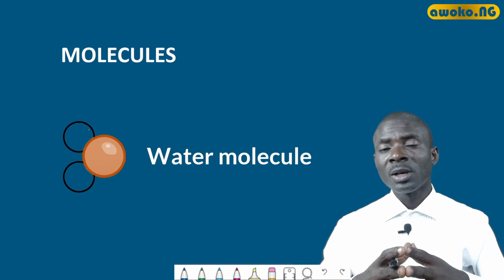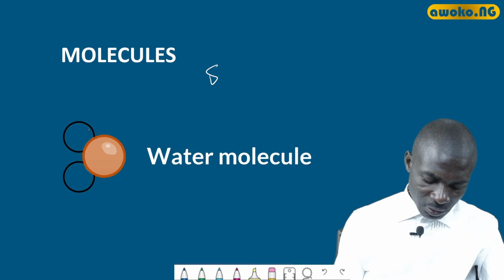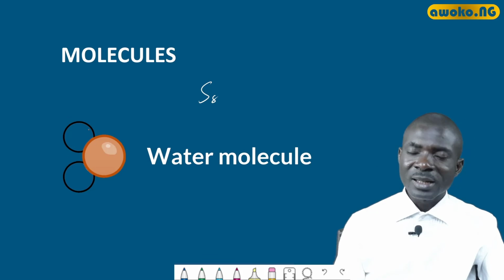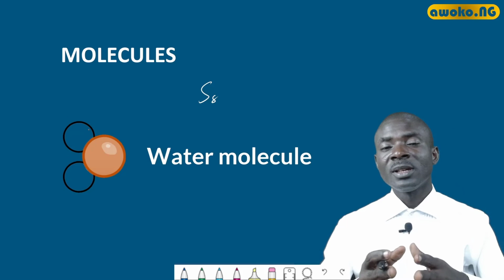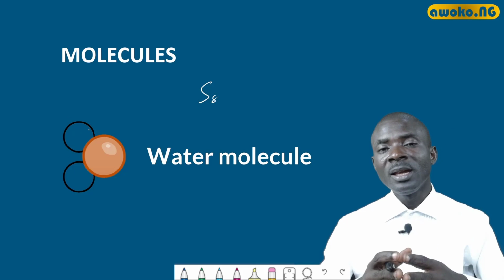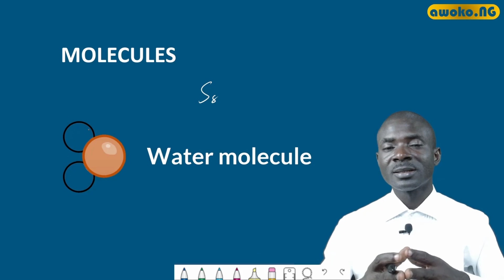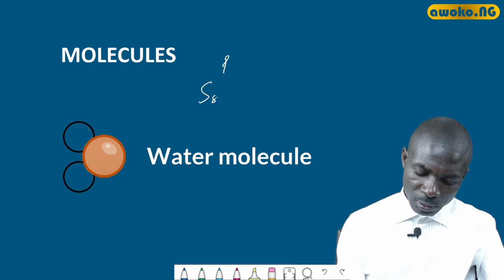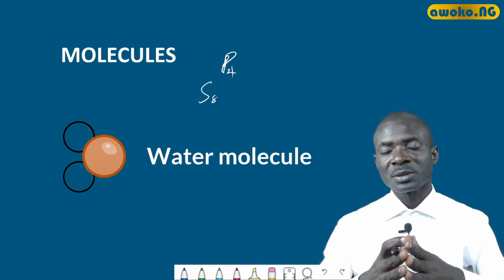We also have other bigger molecules like molecules of sulfur, with sulfur existing as S8, the molecule having 8 atoms. So in this case, we call it a polyatomic molecule. So an example of a polyatomic molecule is sulfur. We also have a polyatomic molecule like phosphorus, having 4 atoms in a molecule of the substance.